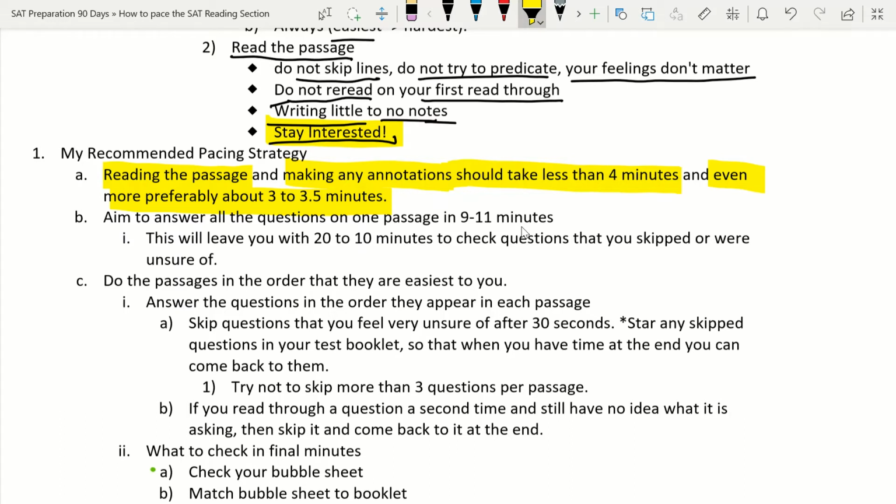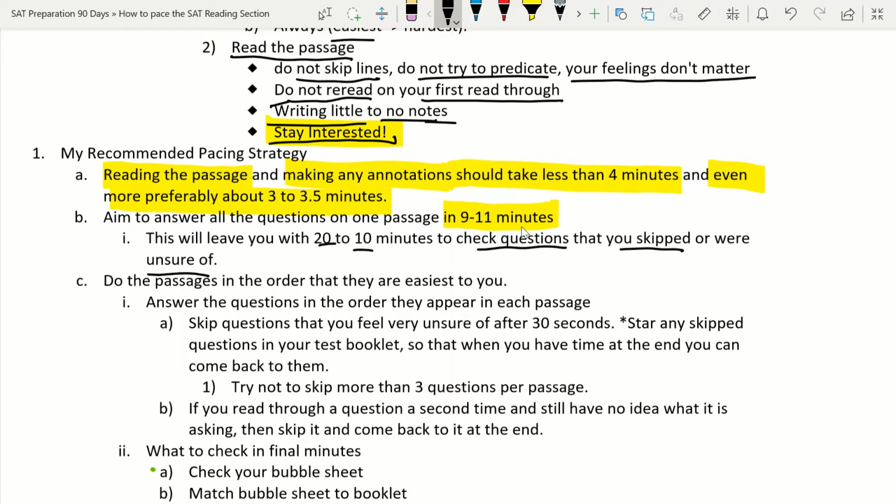Aim to answer all the questions on one passage in 9 to 11 minutes. So why, if it averages out to 13 minutes total, do we want to answer all the questions on one passage in 9 to 11 minutes? Well, that's going to give us a total of anywhere from 10 to 20 minutes at the end to come back and check our work, or check questions that we skipped or were unsure of. So that's why we want to do that.